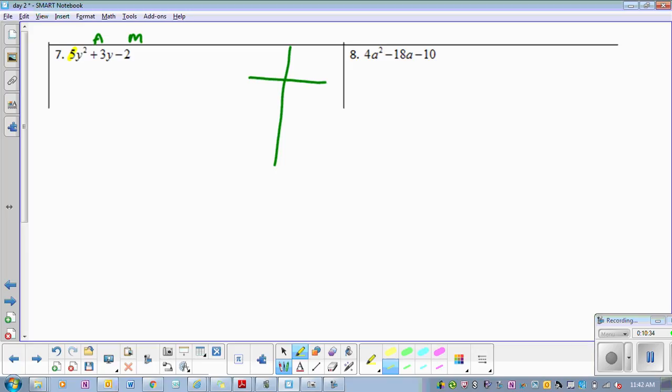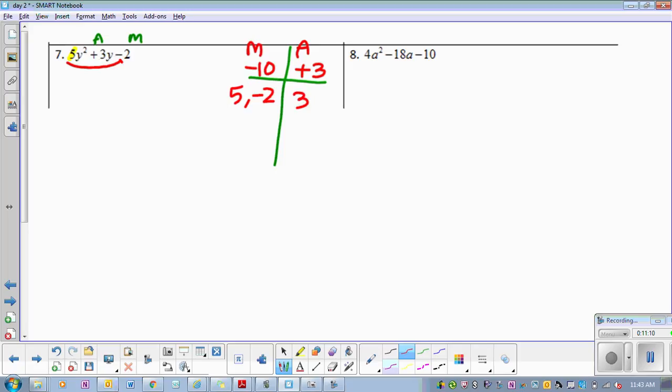So remember what we do when we have a number in front, we need to multiply it with our C number, right? So what's 5 times -2? Okay, so that's my new M number, -10. And my A number stays the same. What's my A number? 3. Okay, guys, two numbers that multiply to give me -10, 5 and -2. Good.